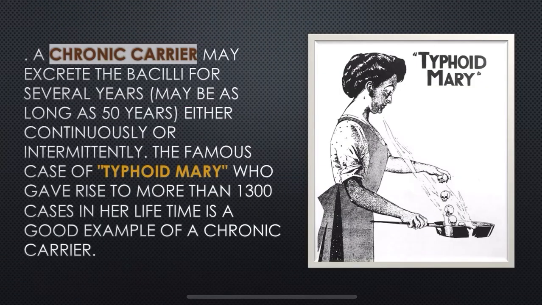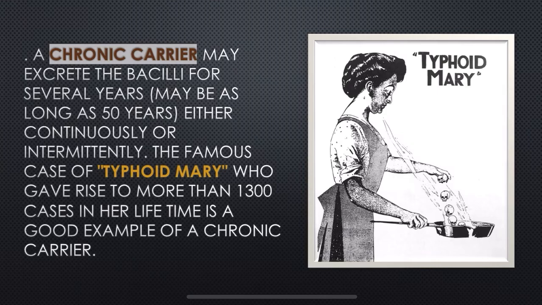Now we move further to the chronic carrier. A chronic carrier will excrete the bacilli for several years, maybe as long as 50 years. Either they are shedding the bacilli continuously, or intermittently; that is, they shed for some time, stop, and then again start shedding. So chronic carriers can shed the bacilli for up to 50 years, either continuously or intermittently.